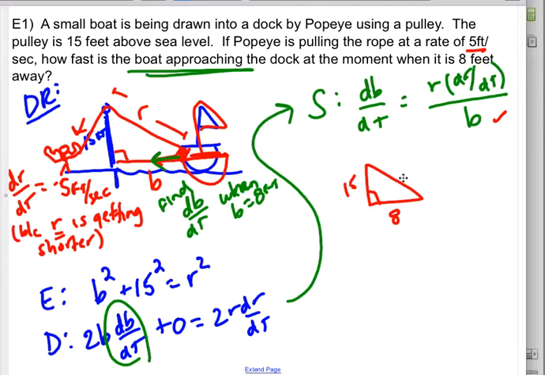Well, 8, 15, 17 is a Pythagorean triple, right? Would be helpful to know that. If you don't know it, you could certainly use the Pythagorean theorem to find that it's a 17, but we know B, we were able to find R, and we were given dr/dt.